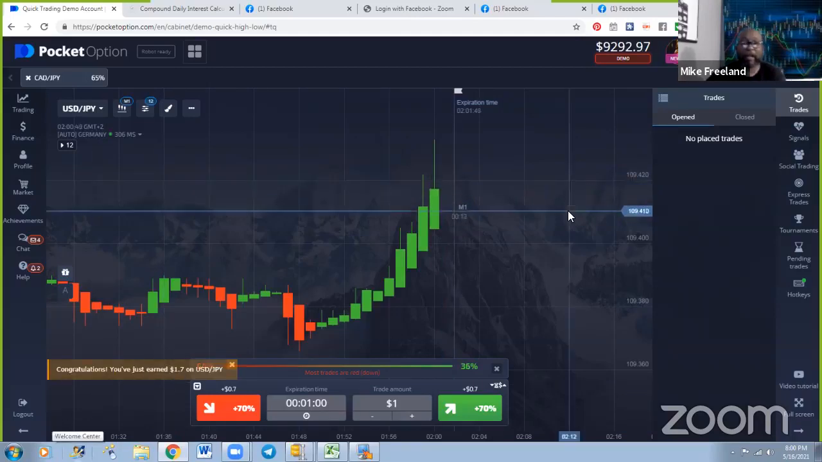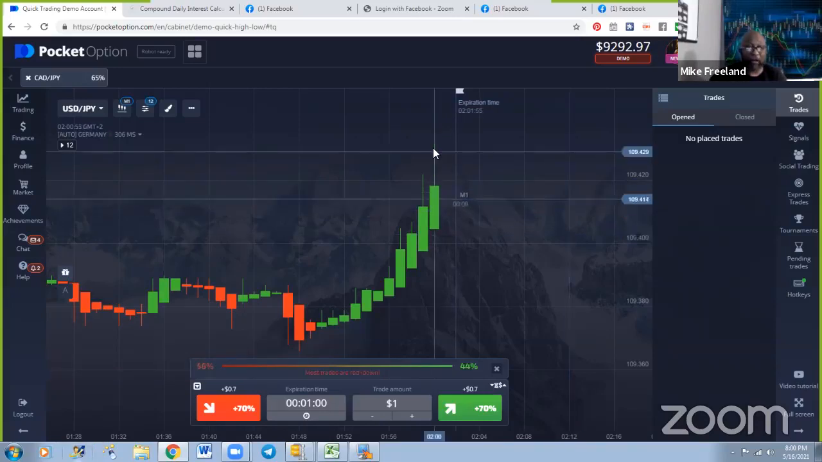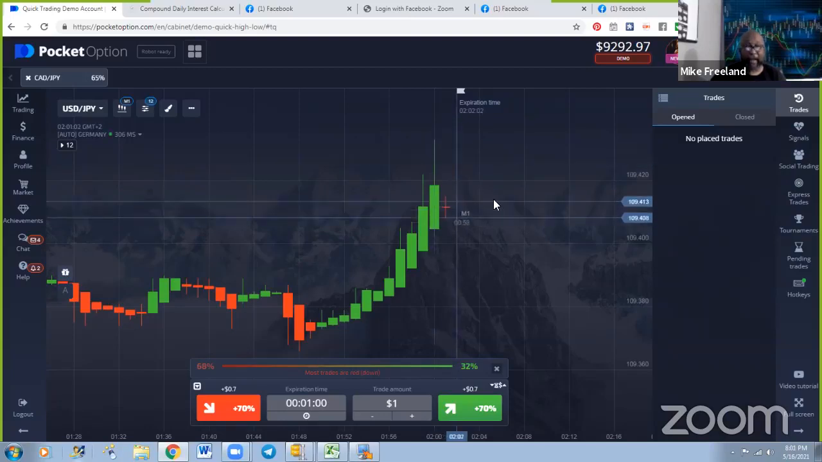This is why you can't trade with emotion, guys. Because when that shot all the way up and I did a put, you're like, oh man, this looks like it's not. Then it went all the way down. Then it went all the way up. Then it came back down with under 5 seconds and the trade was won.